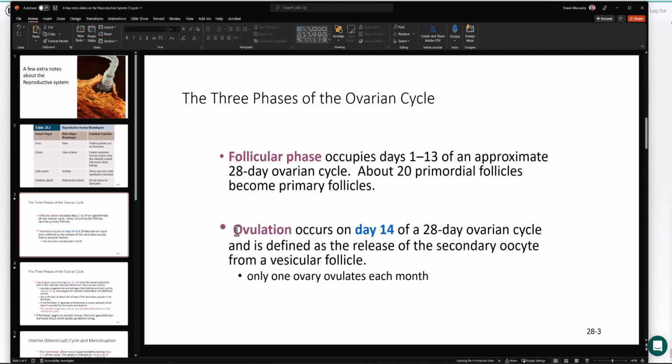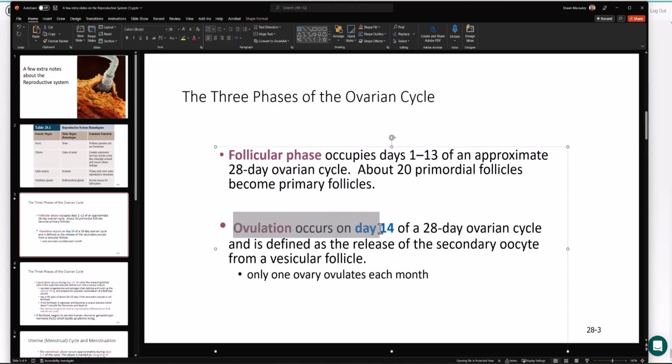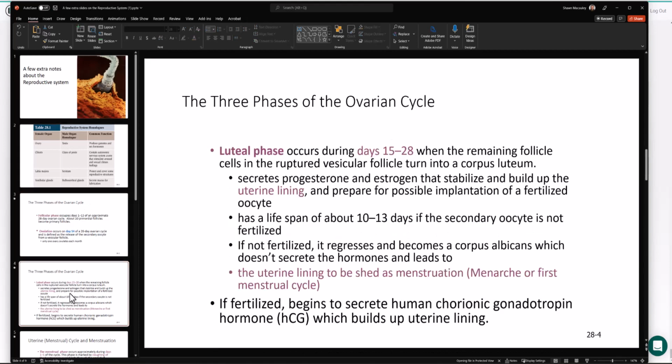Then on day 14, there's ovulation. So on day 14, that is the release of the mature follicle, usually only one a month. And then the rest of the days are referred to as the luteal phase. Recall that the cells and tissue left behind from the ovulated egg turns into the corpus luteum. The corpus luteum is a yellow body because it has a lot of cholesterol and fat in it. That cholesterol is a precursor, necessary for the formation of the sex hormones. Progesterone is the main hormone produced by the corpus luteum, and it is going to maintain the uterine lining.